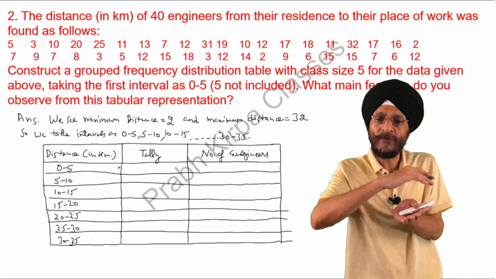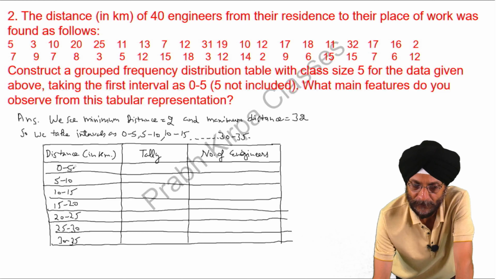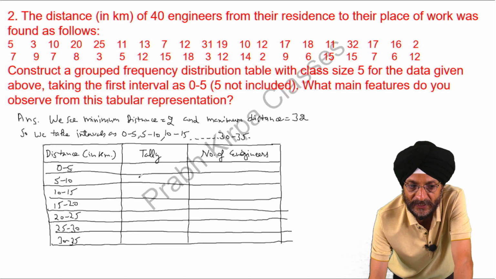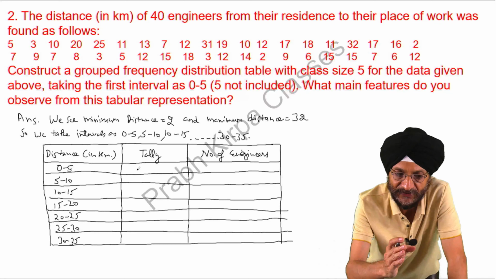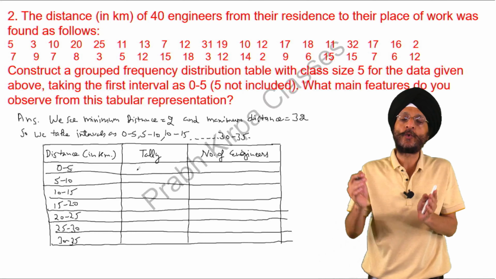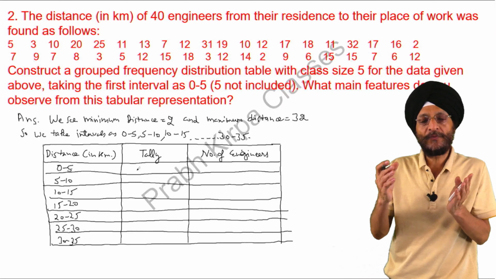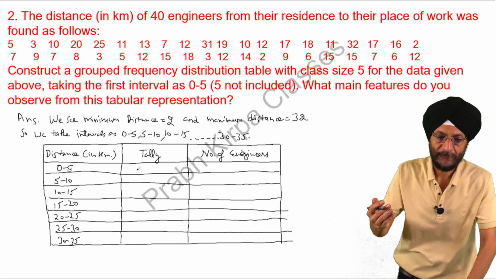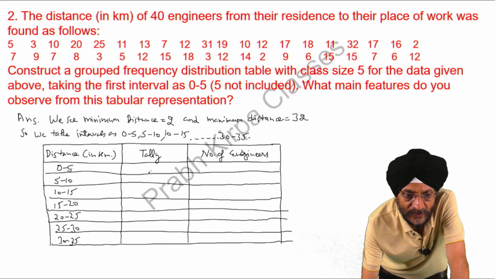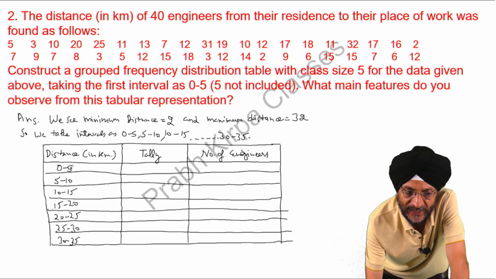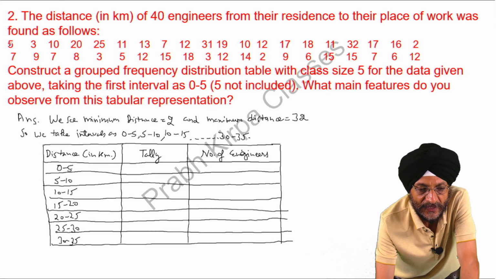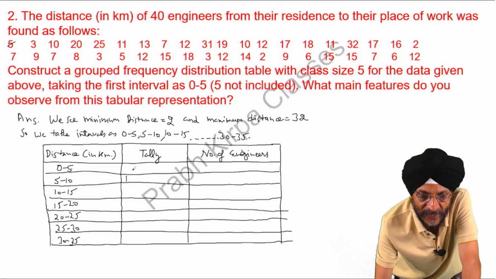Because if we take an engineer who travels 5 kilometers and count it here, and then again take 5 kilometers in the next interval, it will result in duplication. We deal with that duplication in such a way that we take it up to 5 and will not count 5. So now we say this is the first engineer who travels 5 kilometers. It will be counted here and not here.